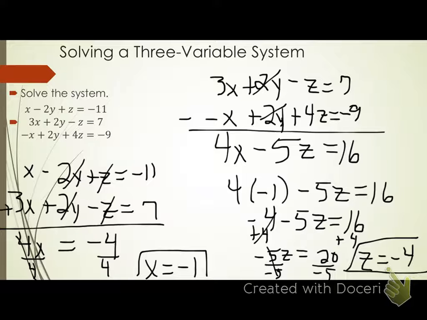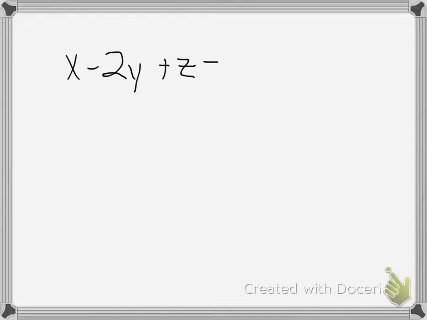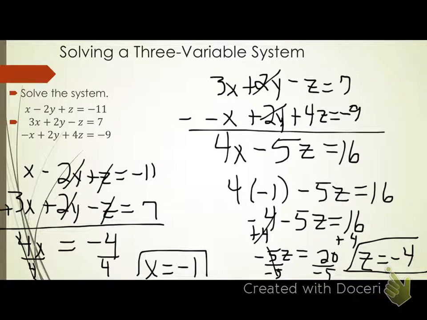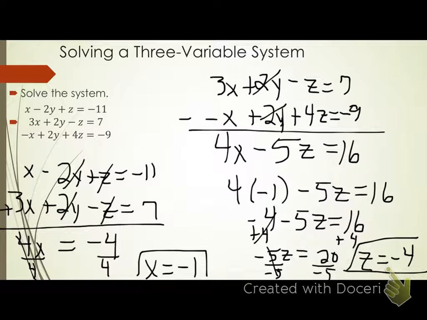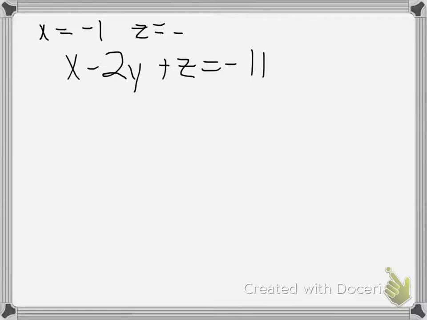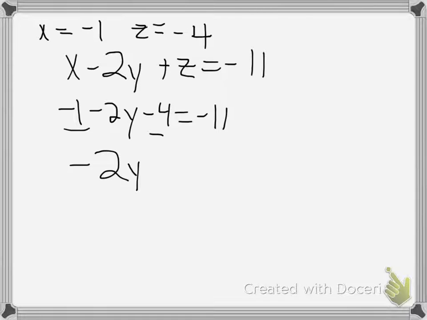x minus 2y plus z equals negative 11. We've got x equals negative 1. What did z equal? Negative 4. So I'm plugging negative 1 in for x, negative 4 in for z, and now I'm solving for y. What can I do here? Combine my like terms. What's negative 1 minus 4?